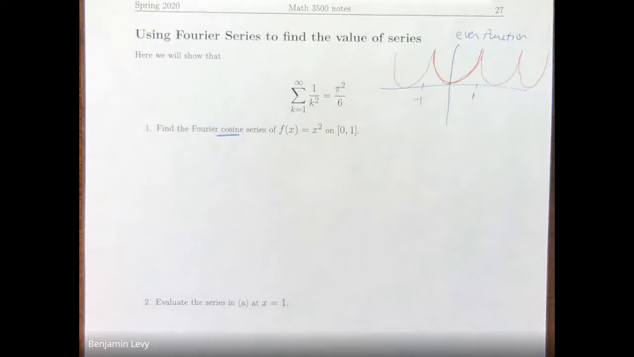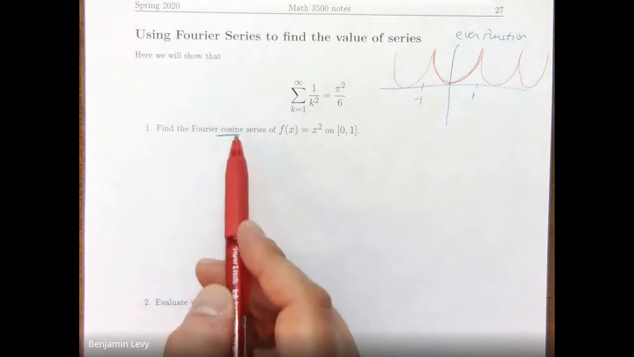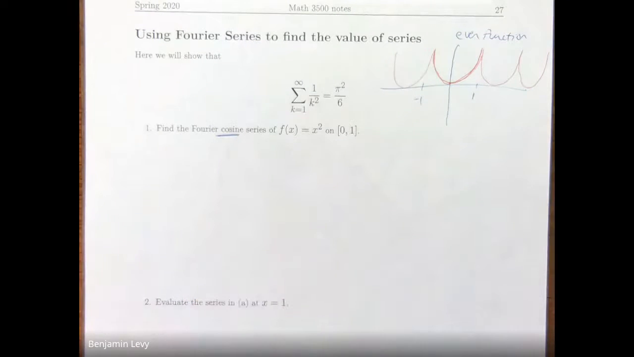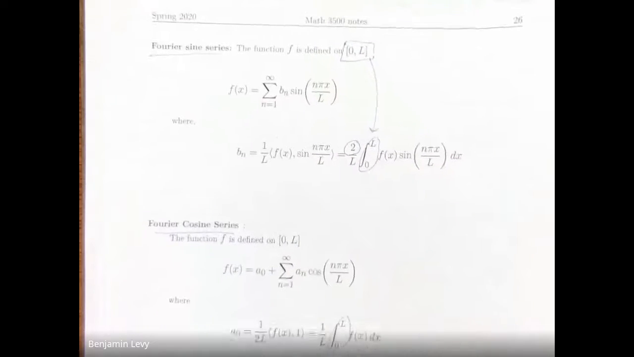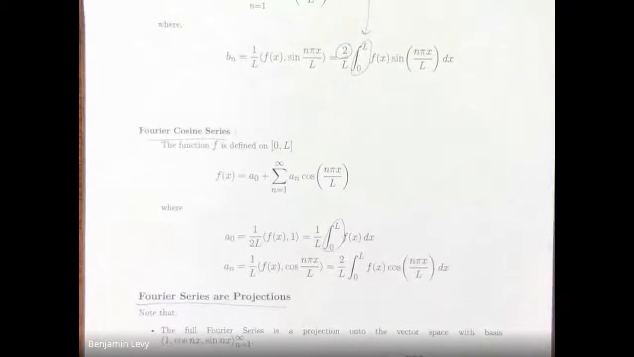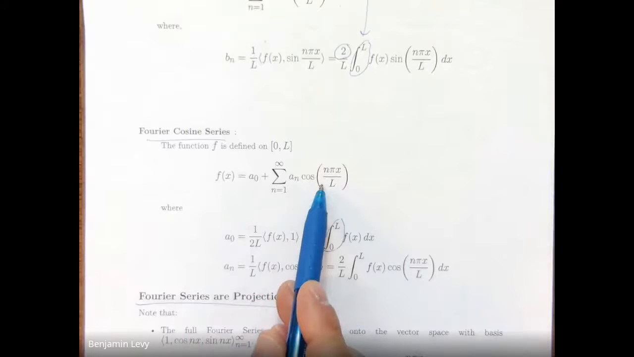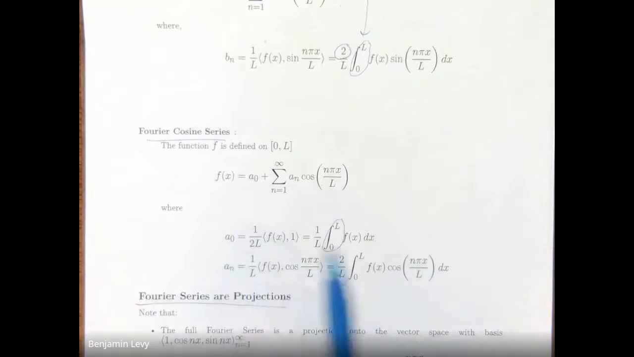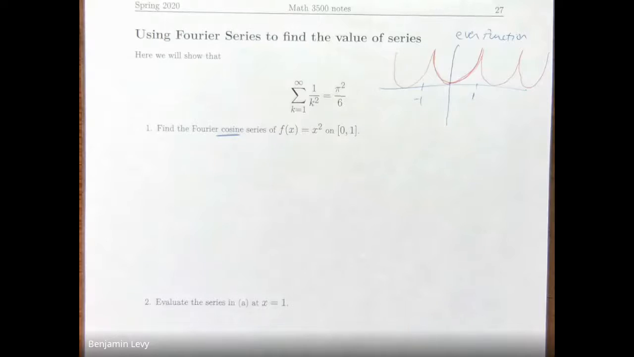And so that's why we're looking at the cosine series, because it's an even function, and we know even functions only end up having cosines in the Fourier series. So that's why we're looking at the cosine series. And we're going to write down what the cosine series is, which I'll just remind you is on the last page here, right? So we know the cosine series is given by this, and we need to calculate a0 and an. So that's what I'm about to do right here.